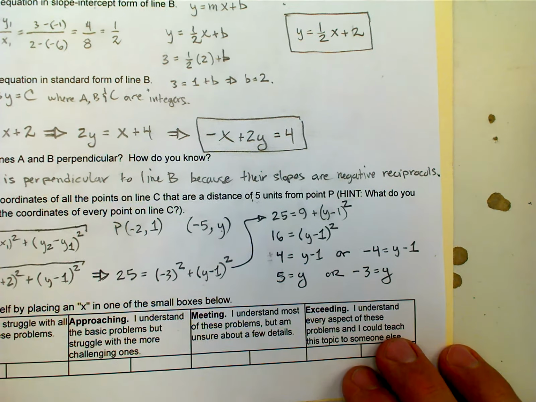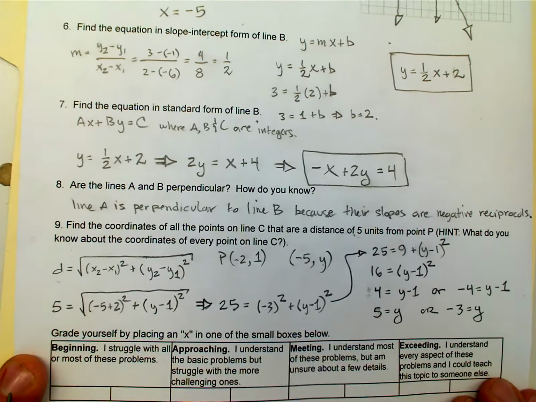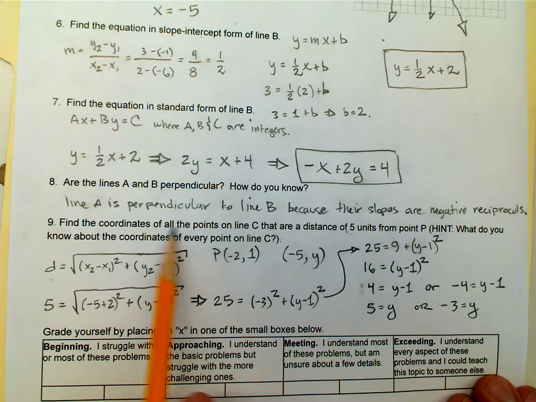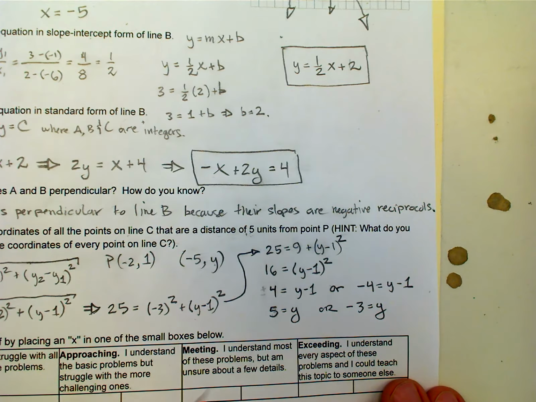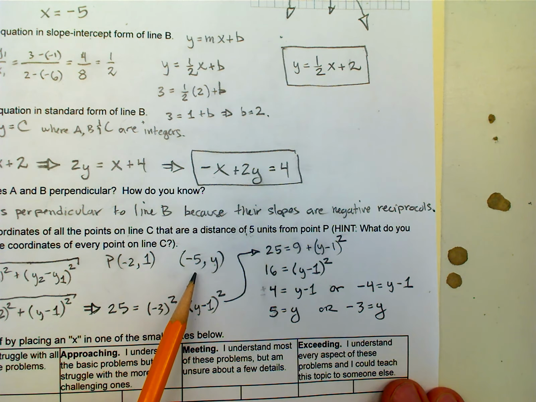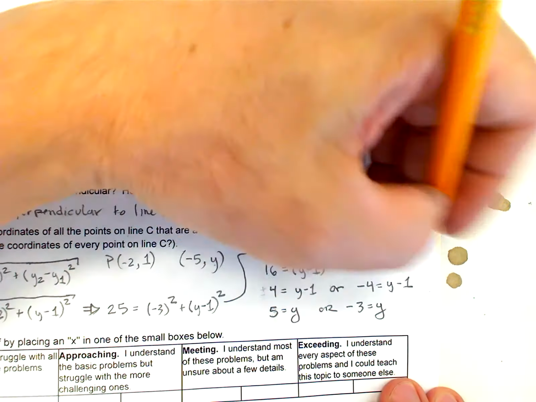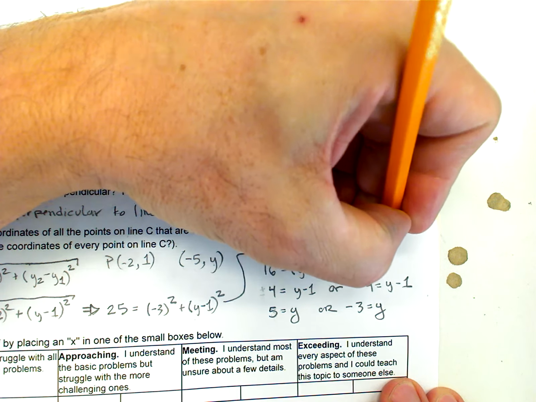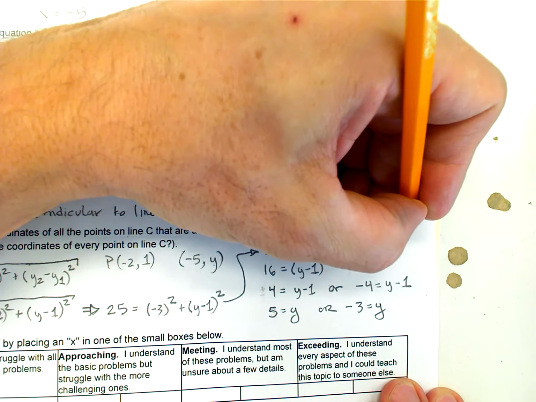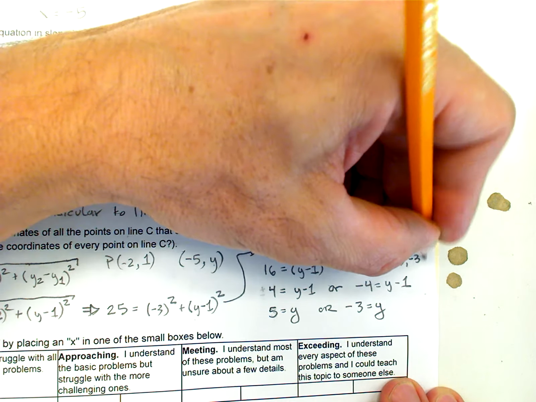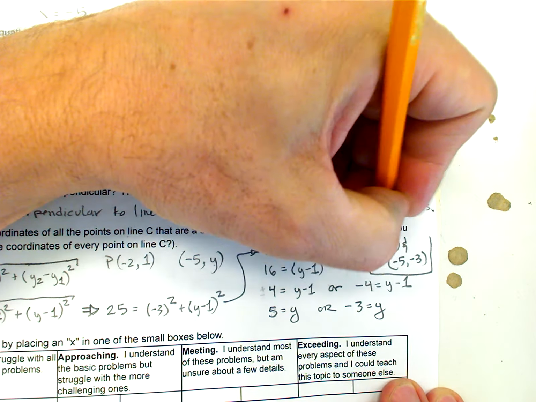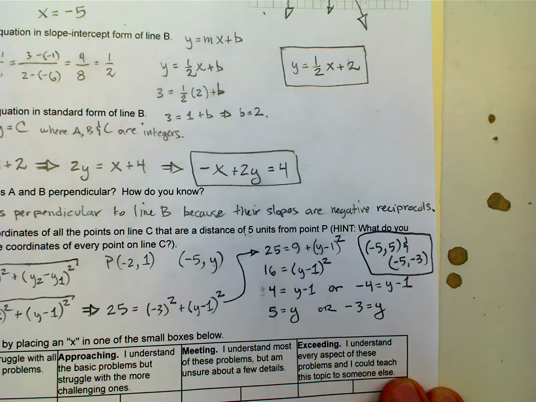So according to this result, and going back to the question, it says, find the coordinates of all the points on line C that are a distance of 5 units from point P. And those are the y values. Of course, I already know the x values. So the coordinates are (-5, 5) and (-5, -3). And I'll just put that in my box right there.